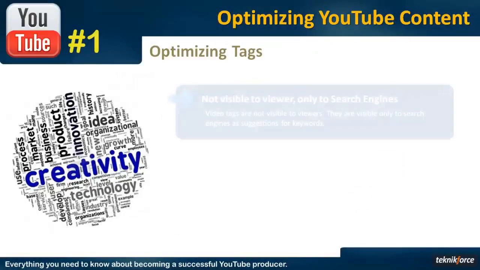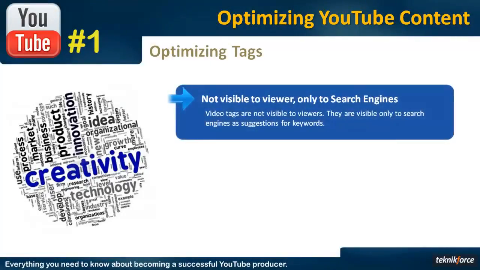Tags are the keywords which you want to be found for. Through tags, you tell YouTube that they should be returning your videos when the viewers type in those keywords in the search bar. But the tags are only for YouTube and the search engines. The tags are not visible to the viewer. Only search engines like Google or Bing, or YouTube, can see the tags.